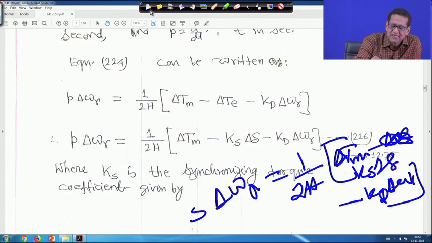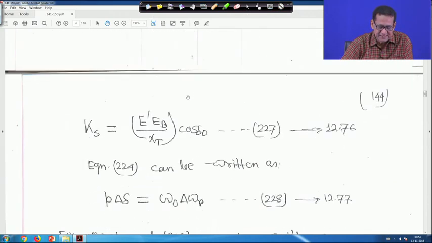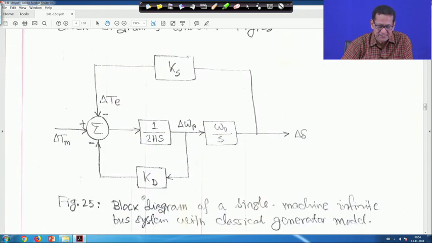So, based on that, this block diagram is coming: 1 upon 2 H s, and this is your feedback that is taken, K d, and this comes like this.